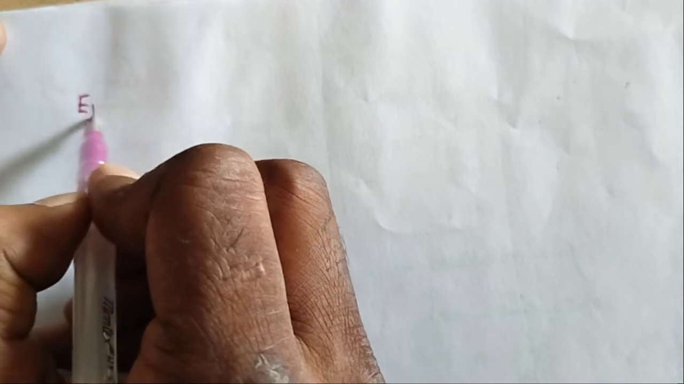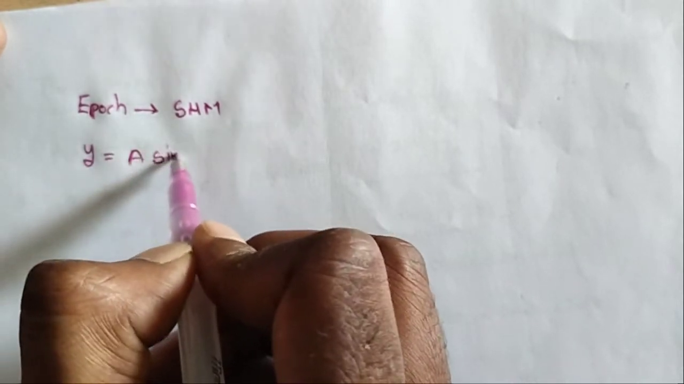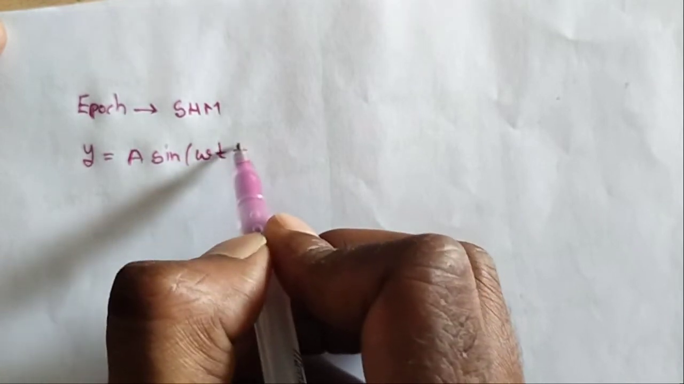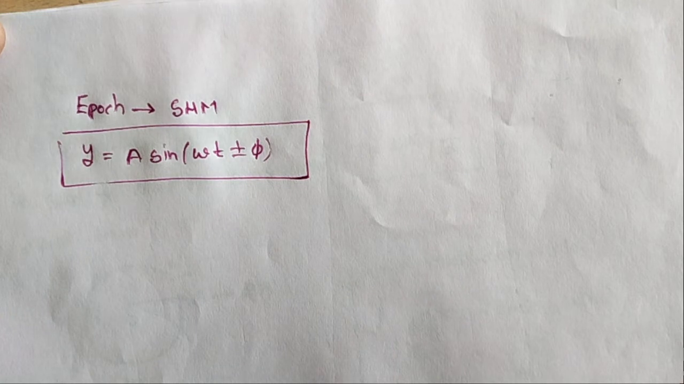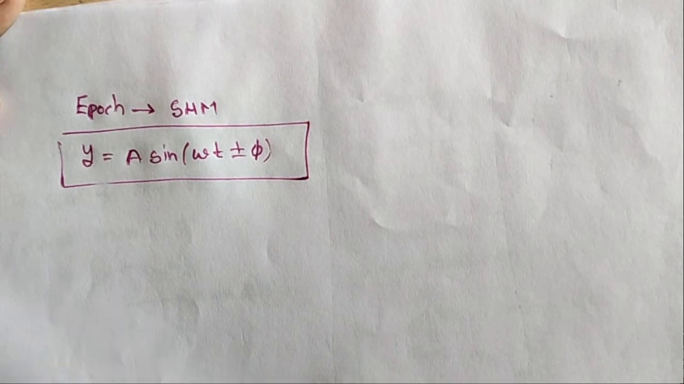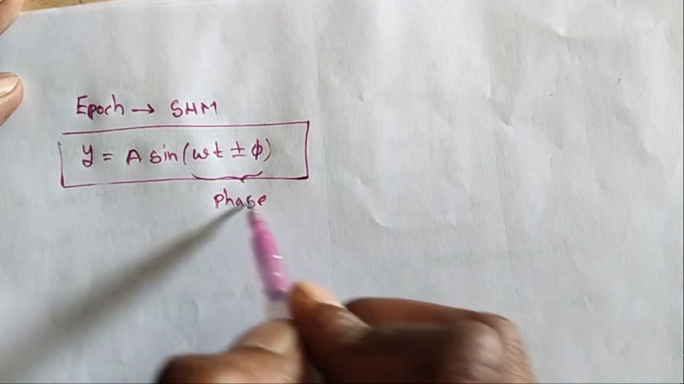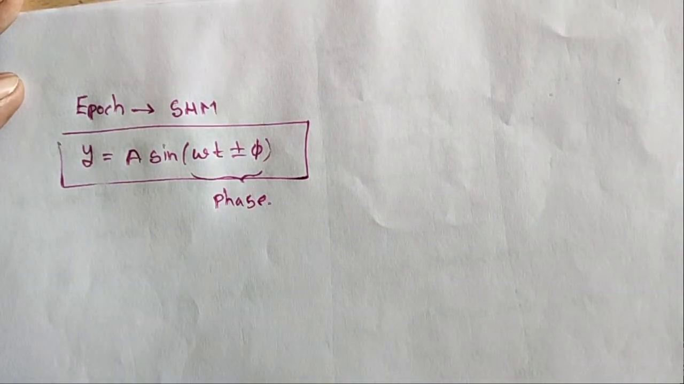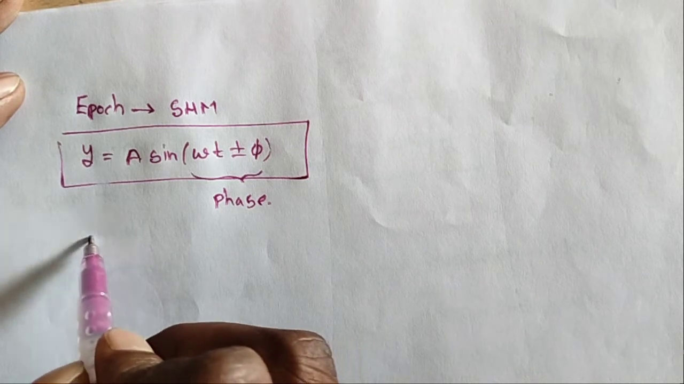Here, what if epoch is also added in a simple harmonic motion? What is the displacement equation? Y is equal to a sine omega t plus or minus phi. So this is the complete phase. Sometimes it is also omega t plus or minus phi. So the plus and minus signs are indicated.